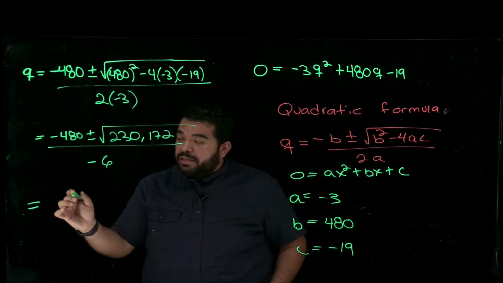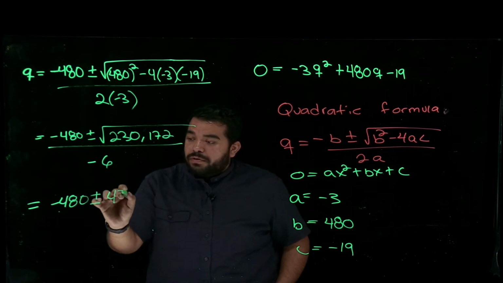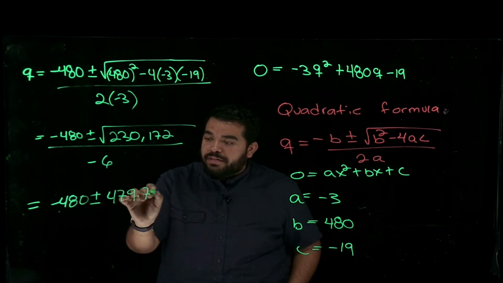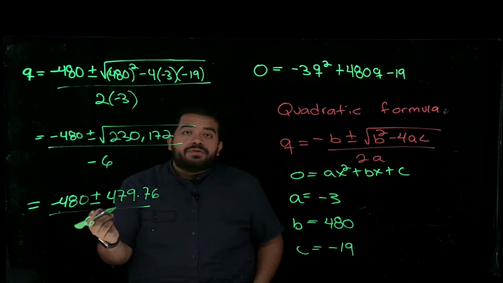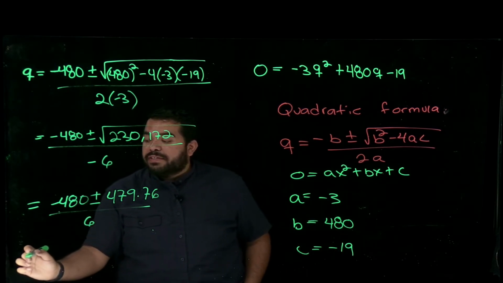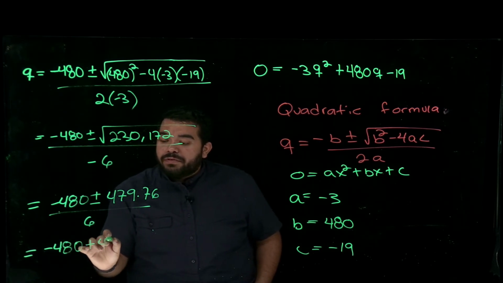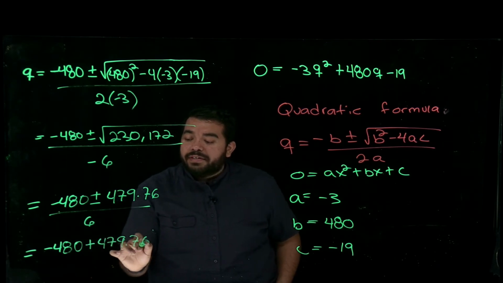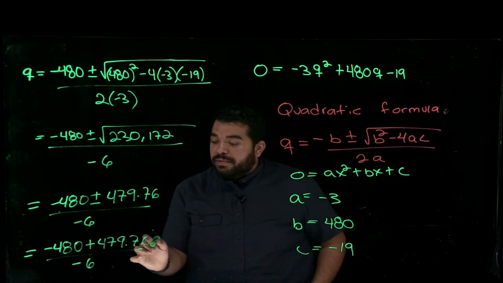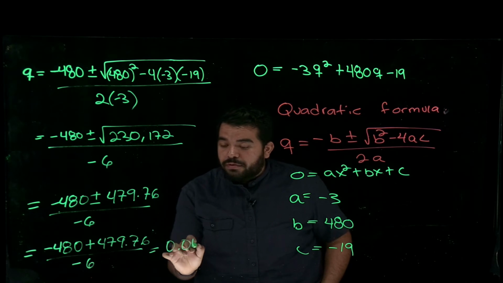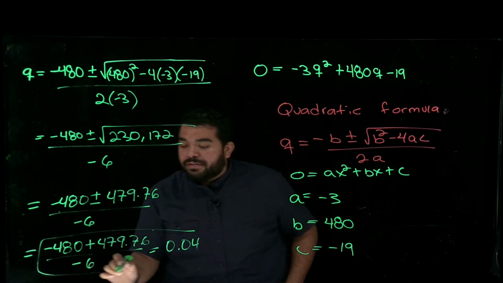And this is going to give me negative 480 plus or minus 479.76, all over -6. So notice that we do have the plus and minus here. I will go ahead and take care of both cases. I'm going to start with the positive case. So negative 480 plus 479.76 all over -6. Don't forget this is negative here. And this will give me an answer of 0.04. Now I also have the case for negative, so I will compute this in just a second.